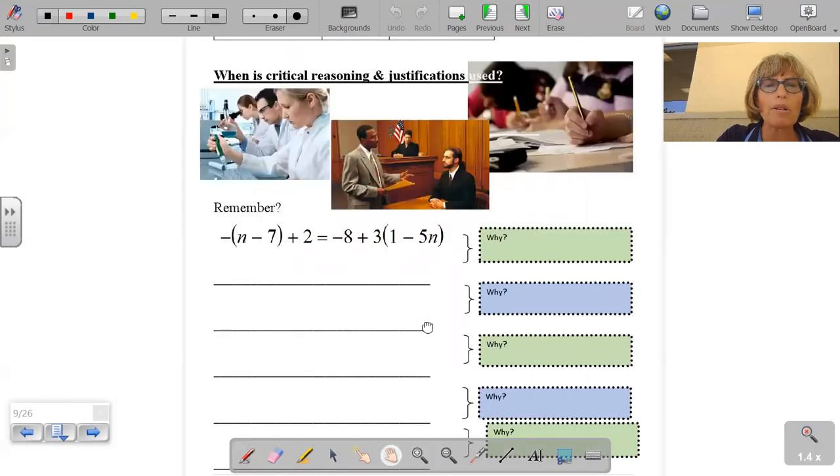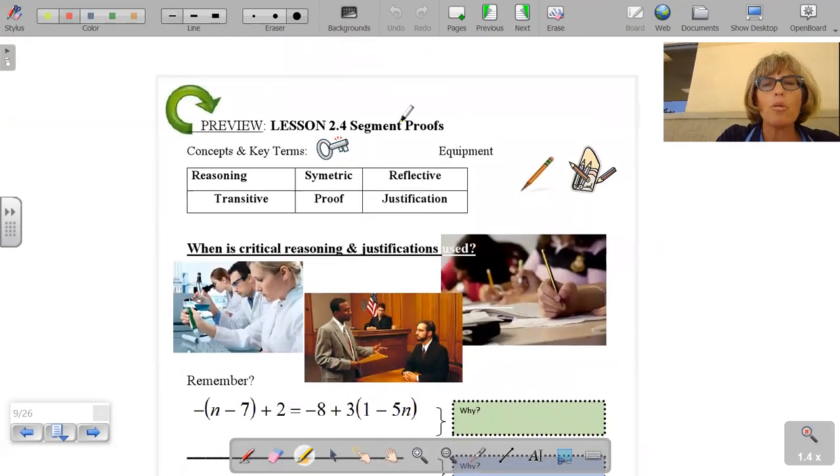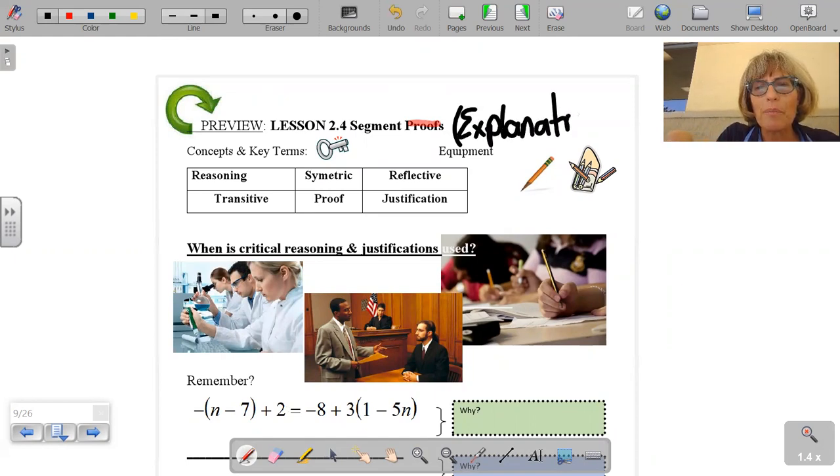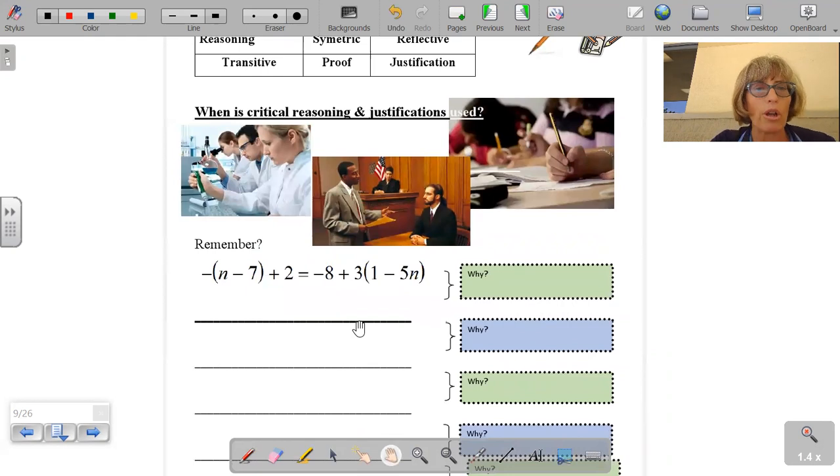We're going to be talking about something called segment proofs. Now, you may have heard rumors about proofs. Do not be freaked out by that word. You actually do proofs all the time. Proofs are simply an explanation. We got an introduction doing this with algebra.